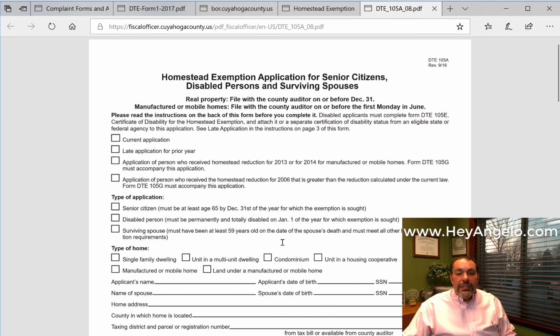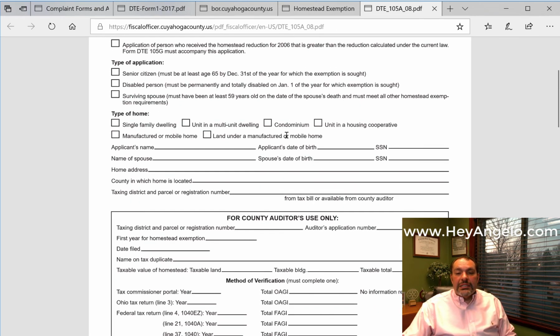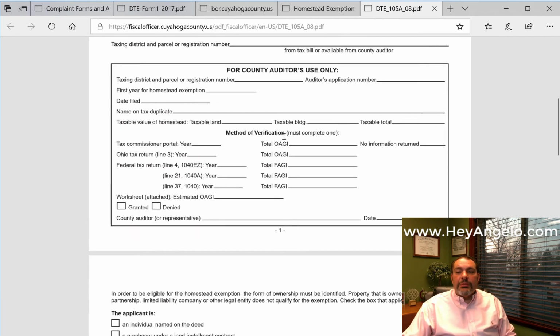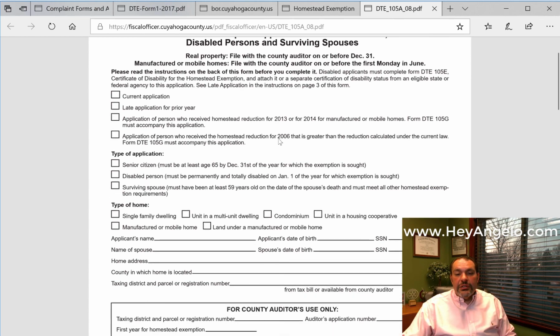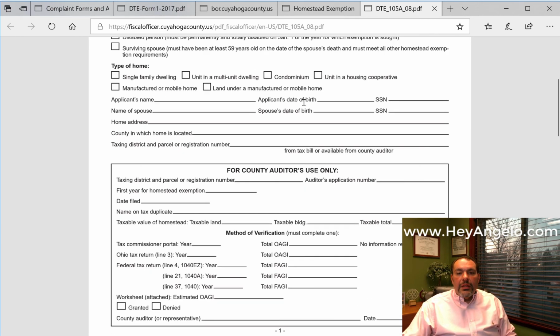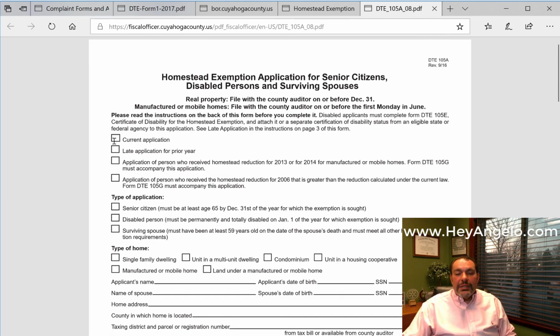If you have questions on filling this out, it is a very, very self-explanatory form. The individuals, again, at the county auditor will help you fill this out. If you need to seek an attorney, I wouldn't be surprised if a senior center in your area might be able to assist you. You're filling out a current application. If it's late, you fill out that it's late.